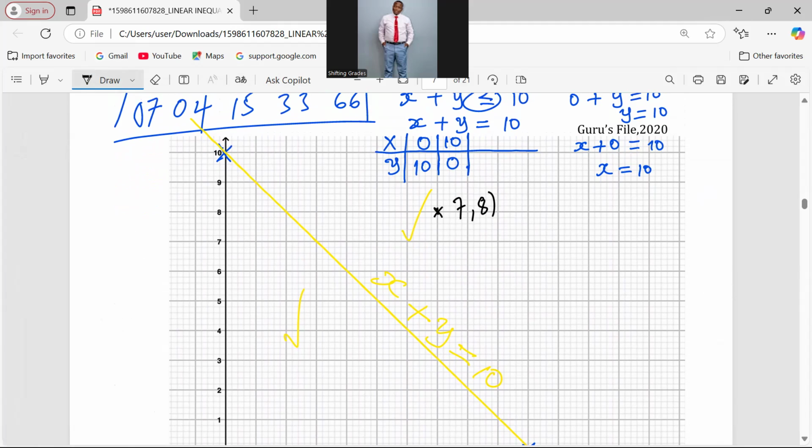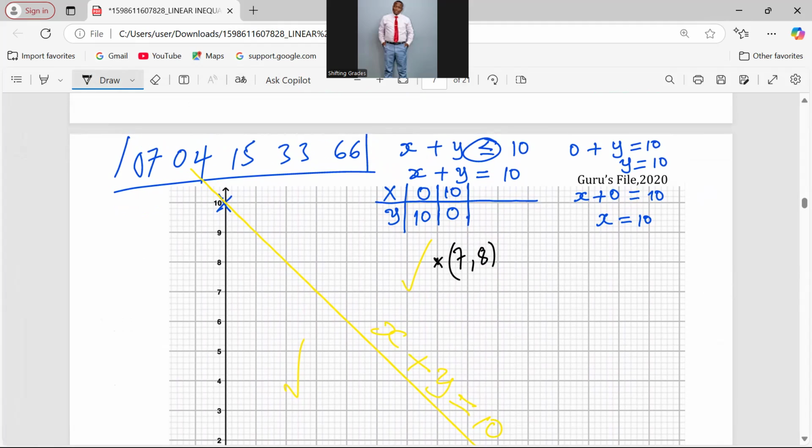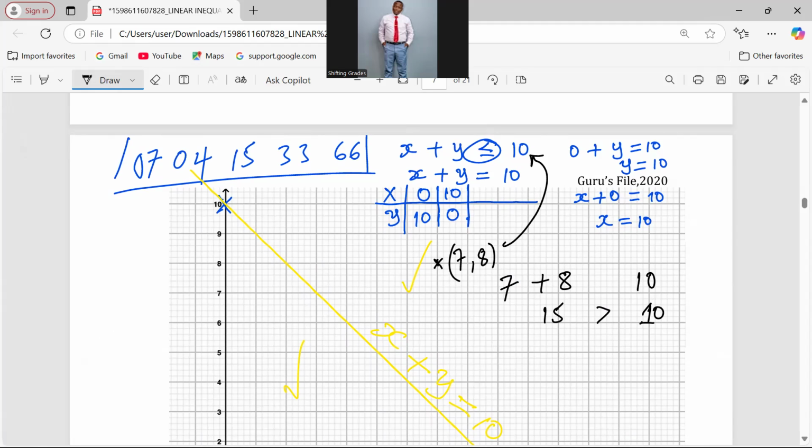7, 8, which is on the upper side of the line. Then we will place it here and check what the relationship is going to be. When we pick x as 7 and y as 8, then on the right hand side we're having a 10. Now this is 15 and this is 10. How is 15 and 10 related? You discover that 15 is greater than 10.